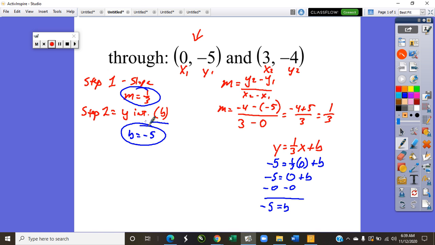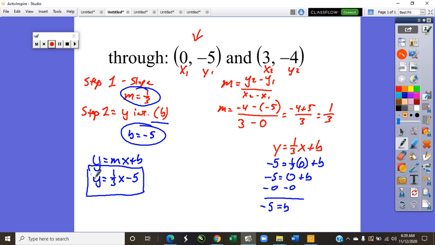Do I have enough to write my equation? Yes, I do. So let's write that. y equals mx plus b. y equals, I'm going to replace the m with my slope, 1/3 x, and I'm not going to write a plus -5. I mean, I can, but I'm just going to replace that b with -5. That is my final answer.